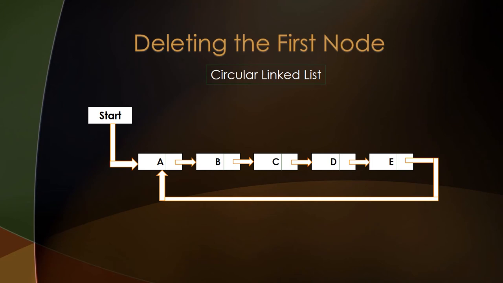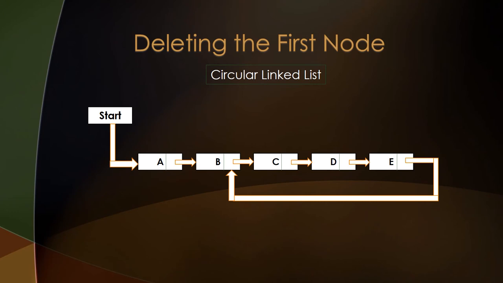So this is how the linked list should look after node E points to the node B instead of the starting node A. Now moving on to the next part, we'll copy the address of the start pointer so that it points directly to the node B instead of node A in the linked list. And this is how we have done.